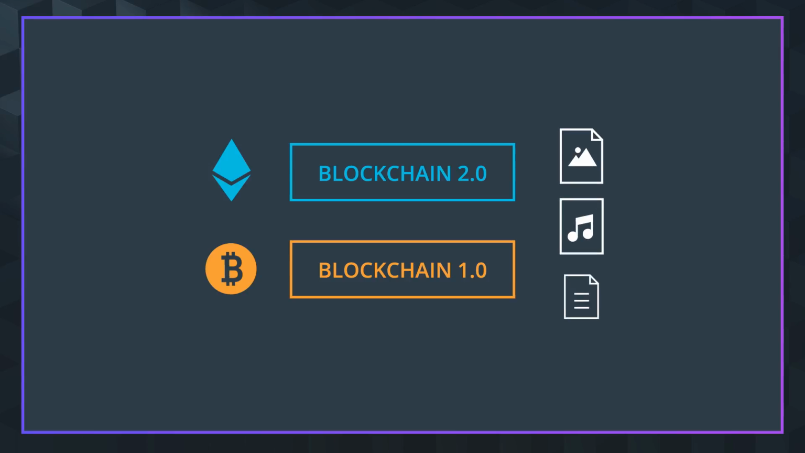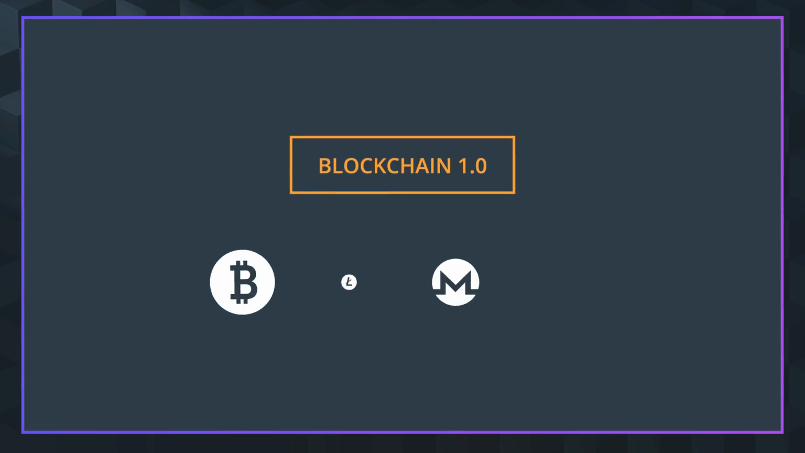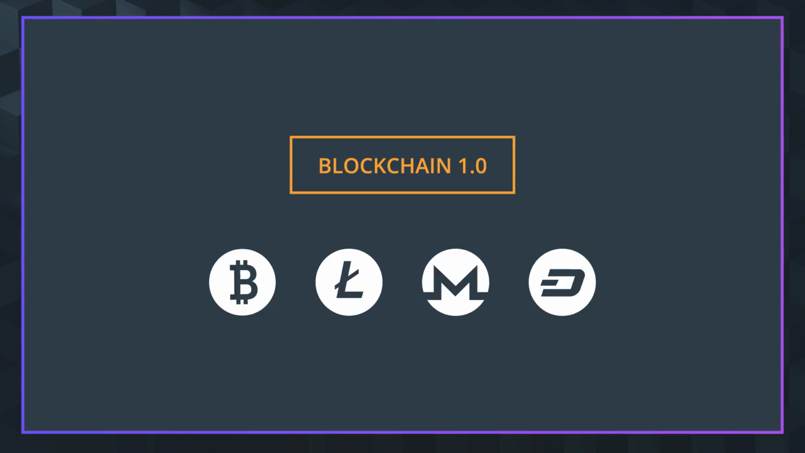In this section, we'll give a high-level overview of how digital asset management fits into the overall scheme of these different blockchain generations. Bitcoin and simple alternative coins like Litecoin and Monero are part of the first generation of blockchain, also known as Blockchain 1.0. These blockchains focused on moving value, maintaining a ledger, and creating ideal payment systems.